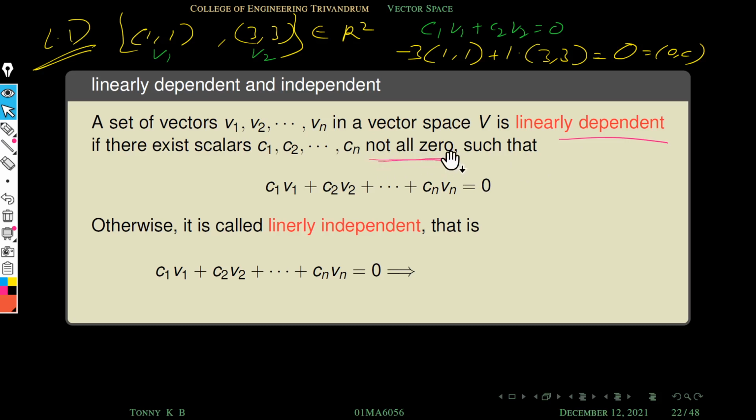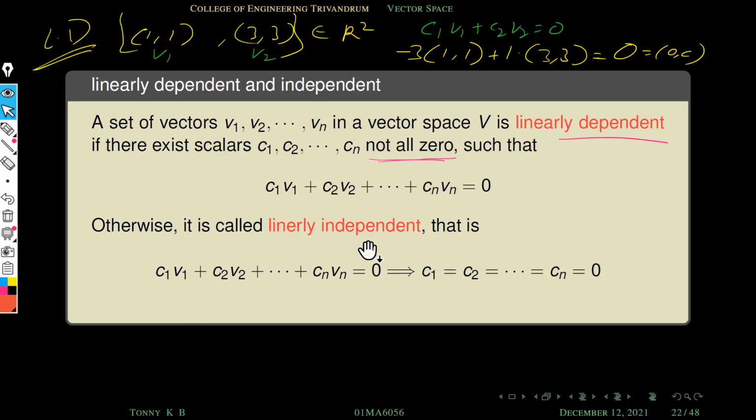What is the opposite of not all 0? All 0. That means c1 v1 plus c2 v2 plus ... plus cn vn equals 0 implies all the ci's are 0. This is the condition for a linearly independent set. Actually, they are opposite definitions. If it is independent, it is never dependent, and if it is dependent, it is never independent, because the definitions are just opposite. Clear?